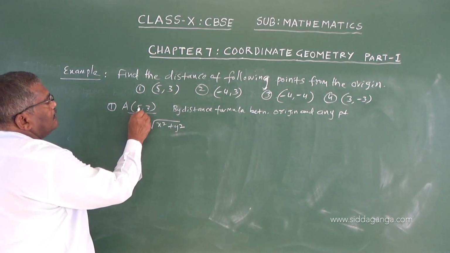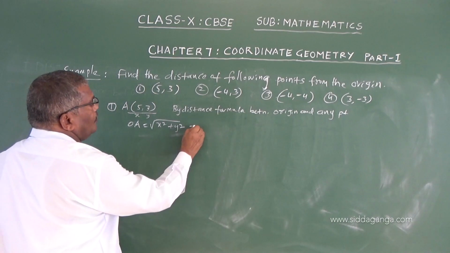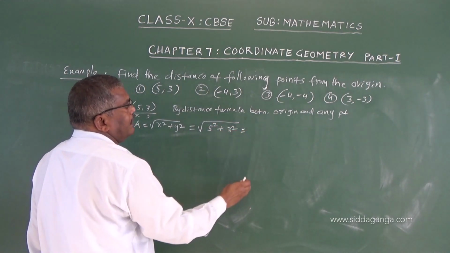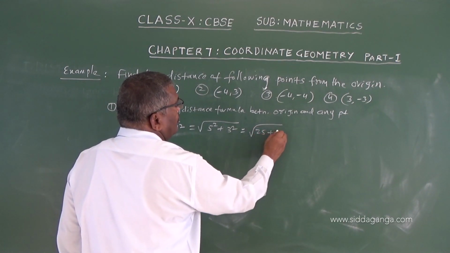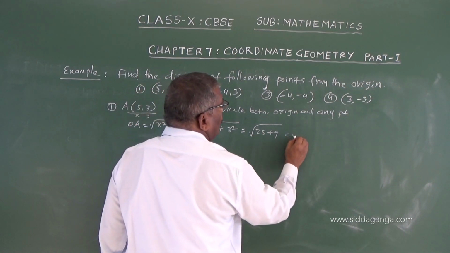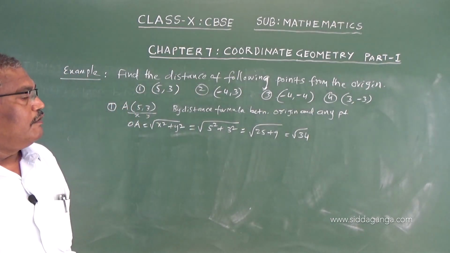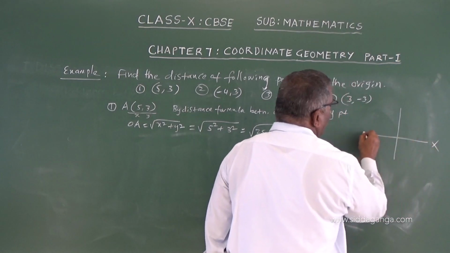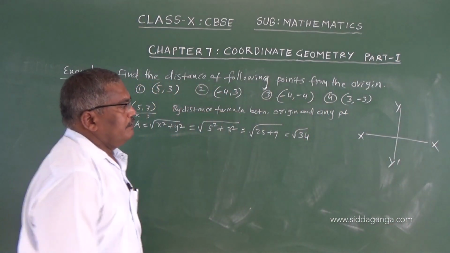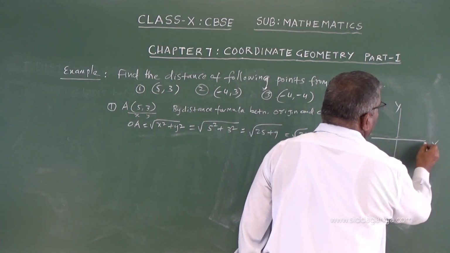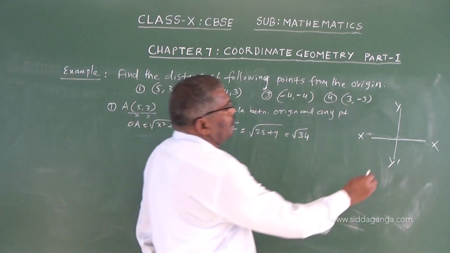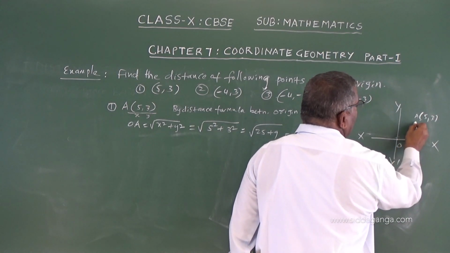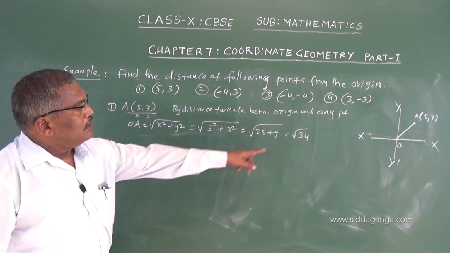This is very simple. 5 is the x value and 3 is the y value. You simply substitute: root of 5 square plus 3 square. You will get the square root of 25 plus 9, so root 34. For a better understanding, you can even locate this point in the coordinate plane. As both are positive, the point A lies in the first quadrant. This is (5, 3), and this is point O. So the OA distance is root 34.